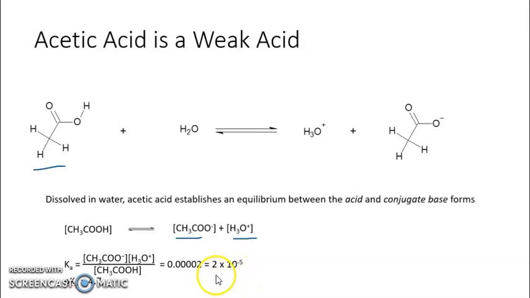And then if we take the log of this very small number, we get a negative number, and we change the sign. So the p-value is the negative log of the number, and we get 4.7. And note, this has one significant figure. So the mantissa of our logarithm has one significant figure. So that's how we end up with 4.7.